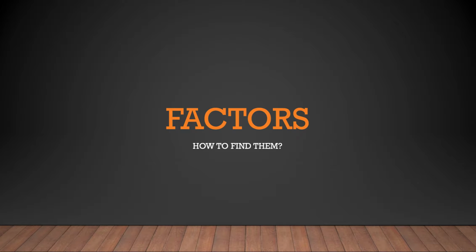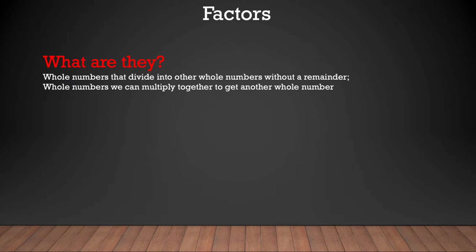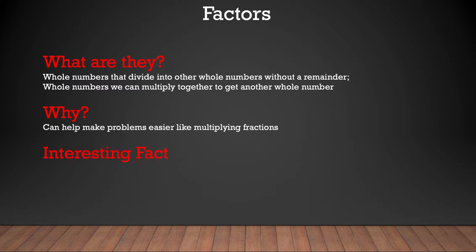Factors, how to find them. What are they? The first definition is with division: whole numbers that divide into other whole numbers without a remainder. The second definition is with multiplication: whole numbers we can multiply together to get another whole number. Why? It can help make problems easier, like multiplying fractions.